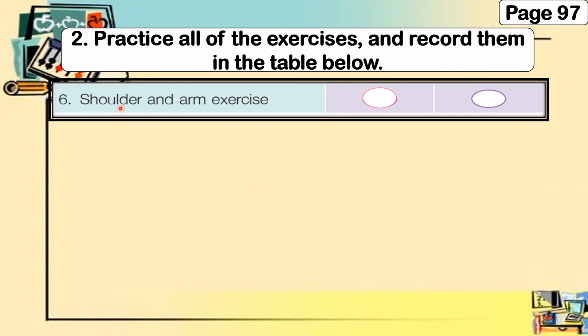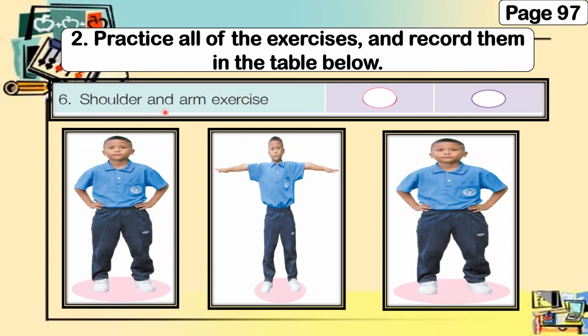Now in number 6, we have here the shoulder and arm exercise. Now look at these 3 pictures. First is get ready. Number 2 is you lift your 2 arms in line with your shoulders. And then number 3 is you go back to the first position. Now can you do it or you cannot do it? So put 1 check only. If you can do it, you put 1 check here. Or if you cannot do it, you put check on this part.